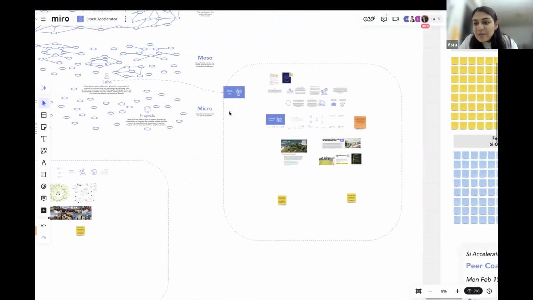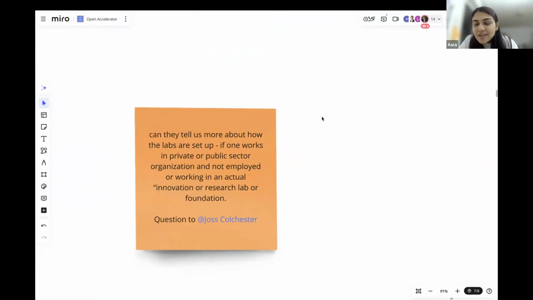Yeah, I did see many in the chat, but there was this one by Susan. Can they tell us more about how labs are set up if one works in private or public organizations and is not employed or working in the actual innovation?